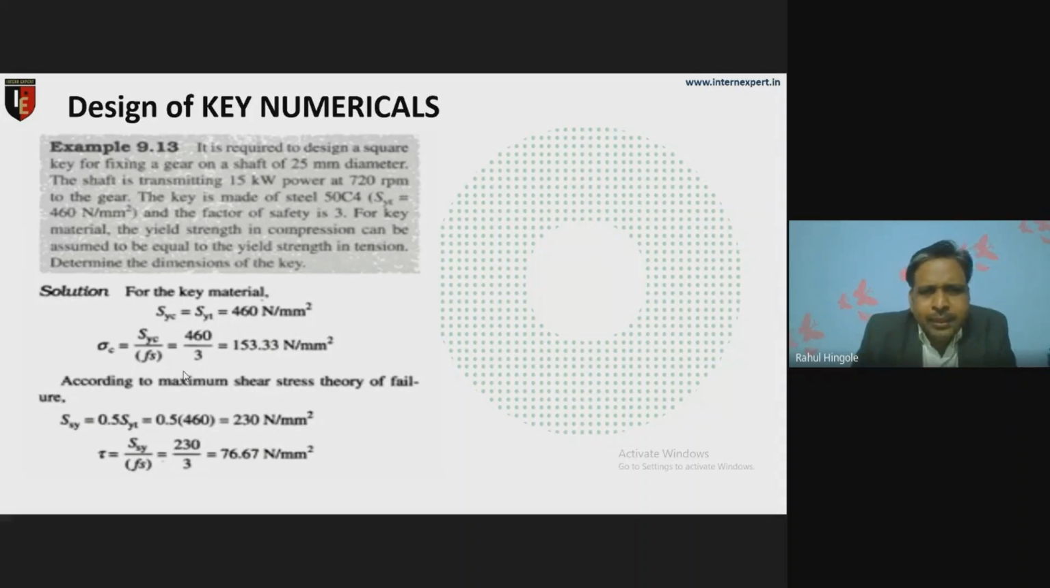In this problem, SYC equal to SYT equal to 460 Newton per mm square. Sigma C is force divided by area. Here, SYC divided by the factor of safety, that is 460 divided by 3. Initially we are finding the values of sigma C and tau. These values are very helpful to check whether our design is safe or not, to check whether our design is in the safe zone, and also to avoid failure. These are the basic parts which are essential to learn here.